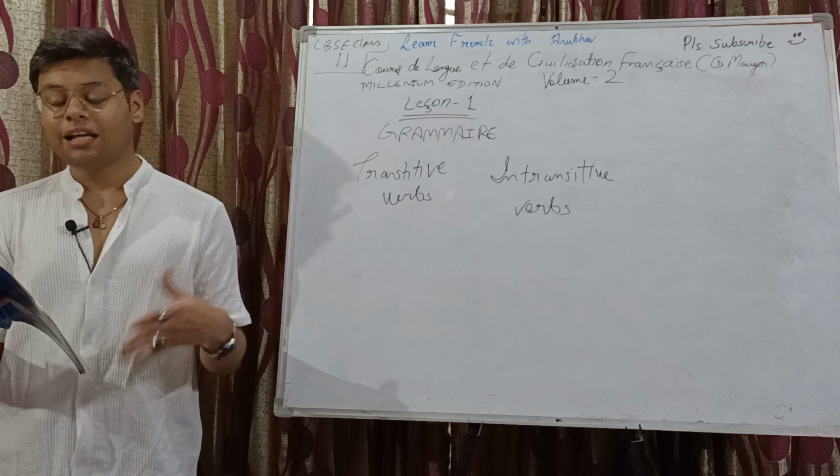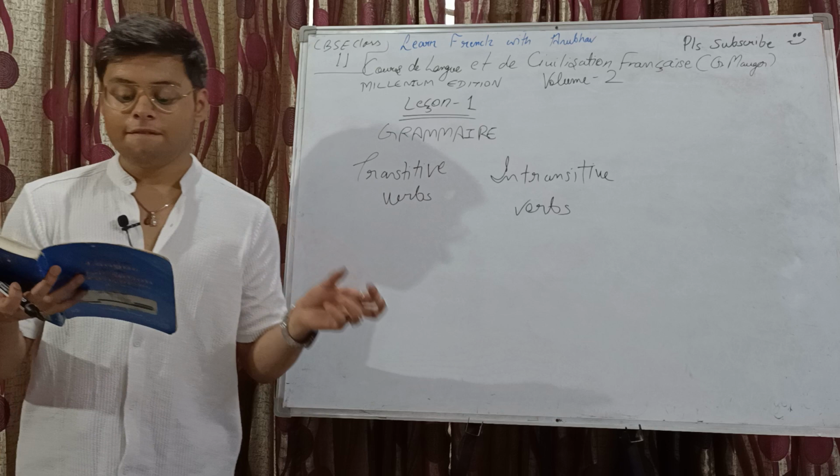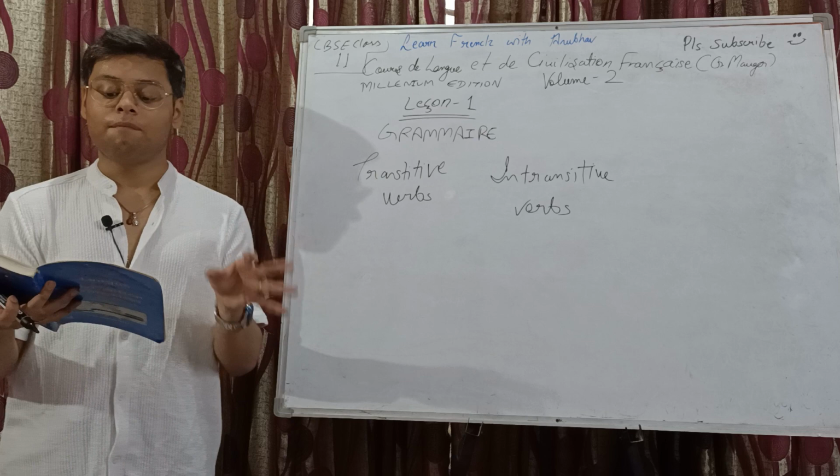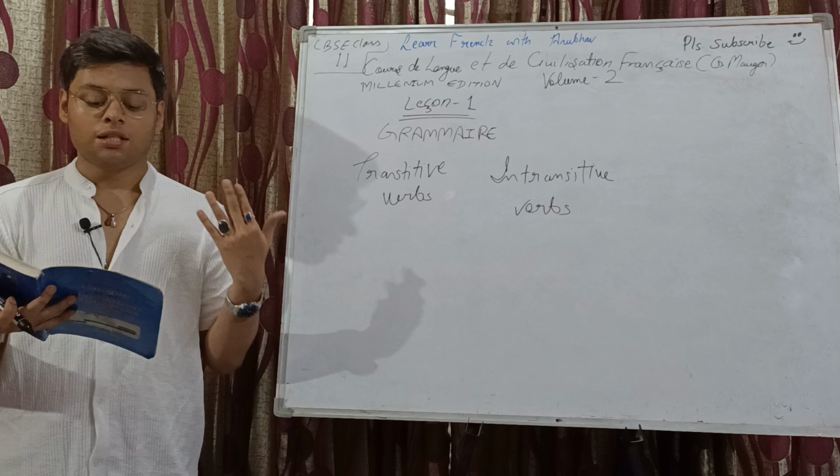Okay. For example, like they have given here, Monsieur Vincent quitte Paris. Le verbe quitter a un complément d'objet, which is Paris. That's why on l'appelle un verbe transitif. That's why the verb is called transitive in this case. Similarly, le verbe partir n'a pas de complément d'objet. The verb partir is not having any complement of object. So, on l'appelle un verbe intransitif. So, we call it an intransitive verb.